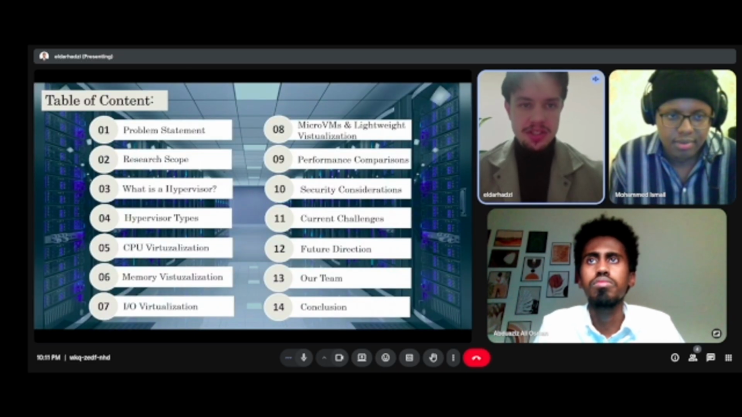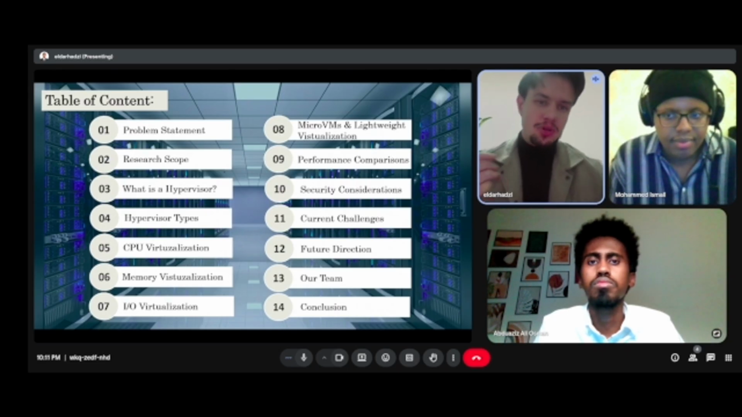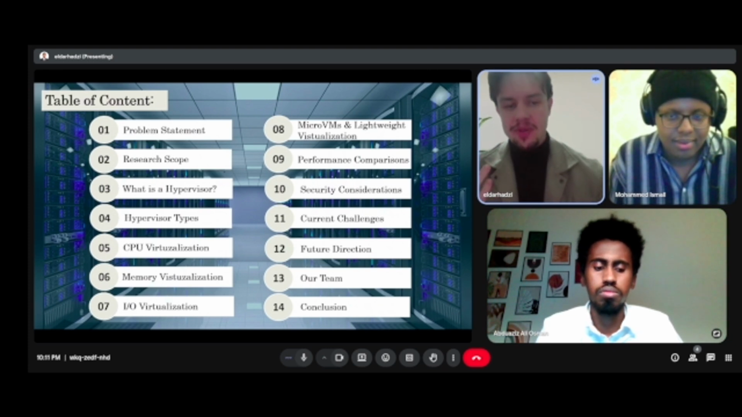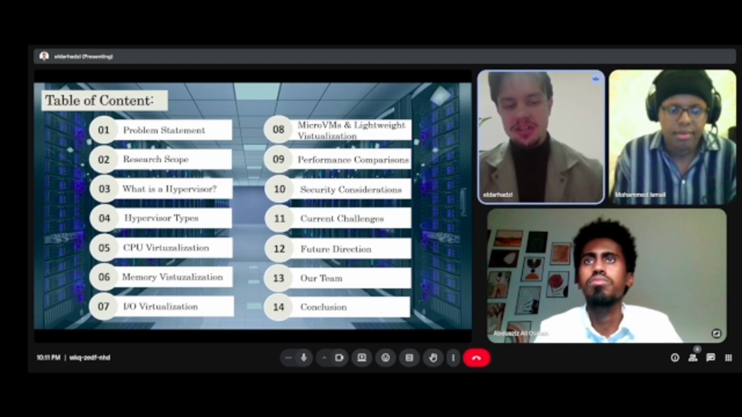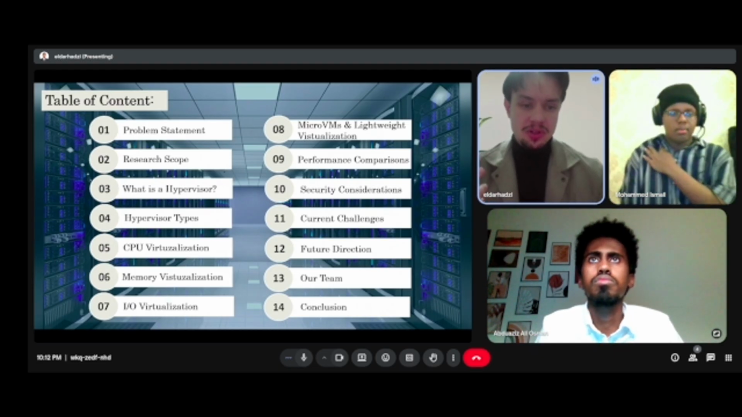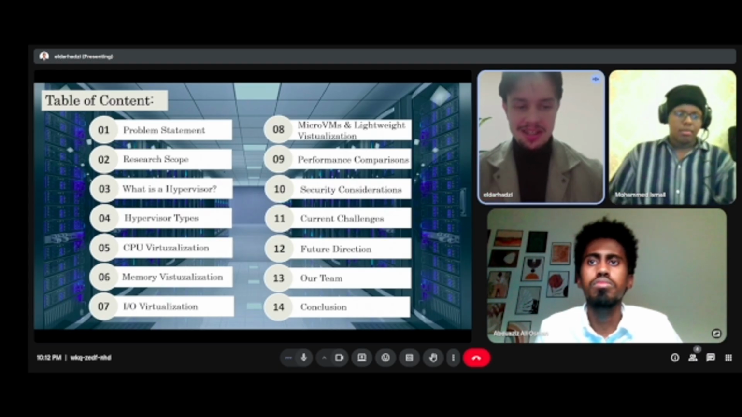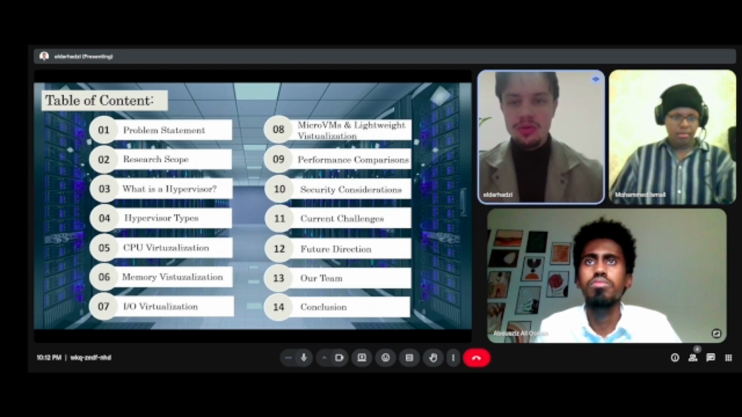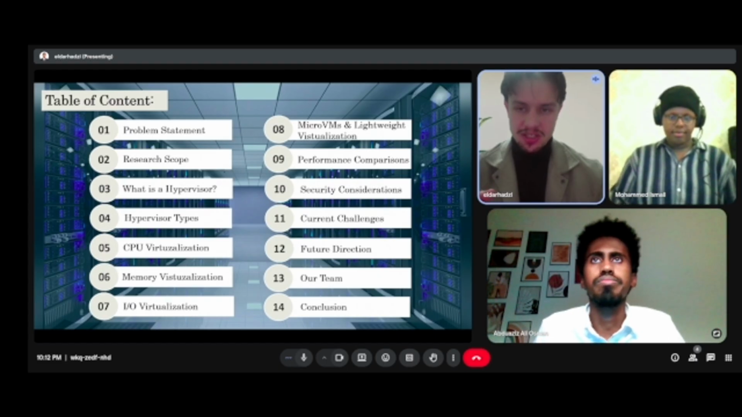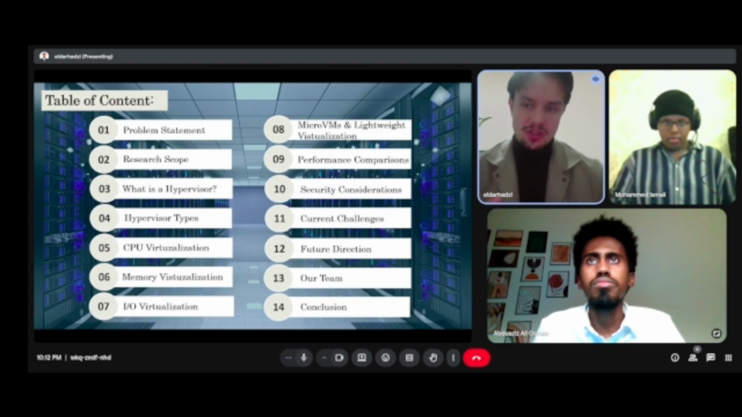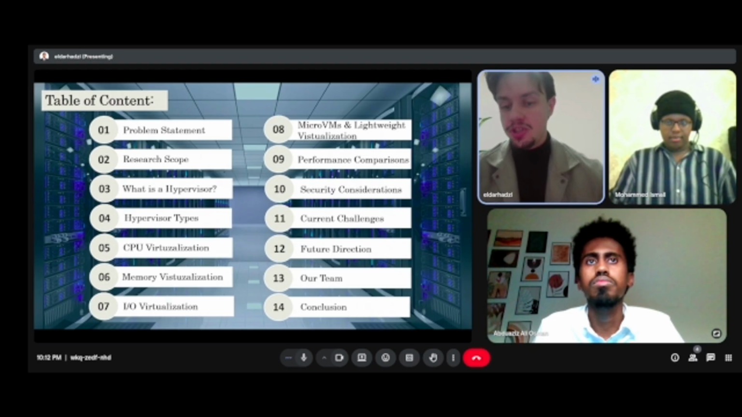Before we start with our presentation, we will go over the outline. First, we'll present the problem statement, research scope, and we need to understand what a hypervisor is and what the hypervisor types are. After this, Abdulaziz will continue with virtualization techniques: CPU, memory, I/O, micro VMs, and lightweight virtualization. And then we will do the performance comparisons. At the end, Yusuf will talk about security considerations, the current challenges and future directions of this technology.